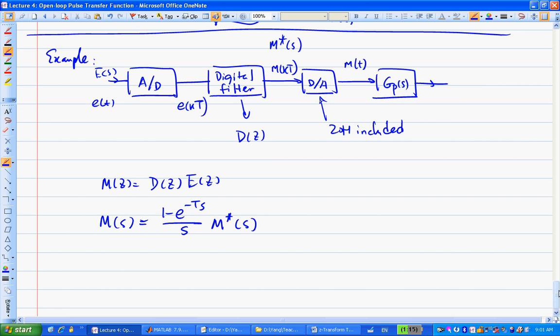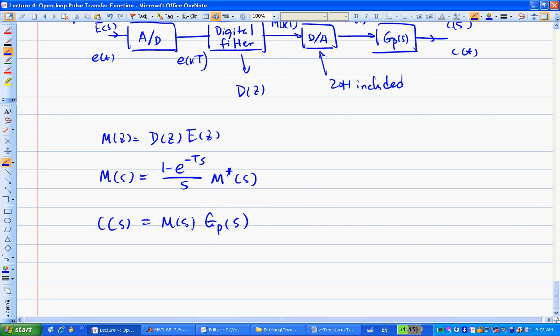So overall, if your output here is C of s, let's say this is my output, C of t. Then C of s equals the signal here multiplied by this plant, right? The signal there is m of s multiplied by the plant. Then plugging this in, that's (1 minus e to the minus Ts) over s, m star of s, and GP of s.